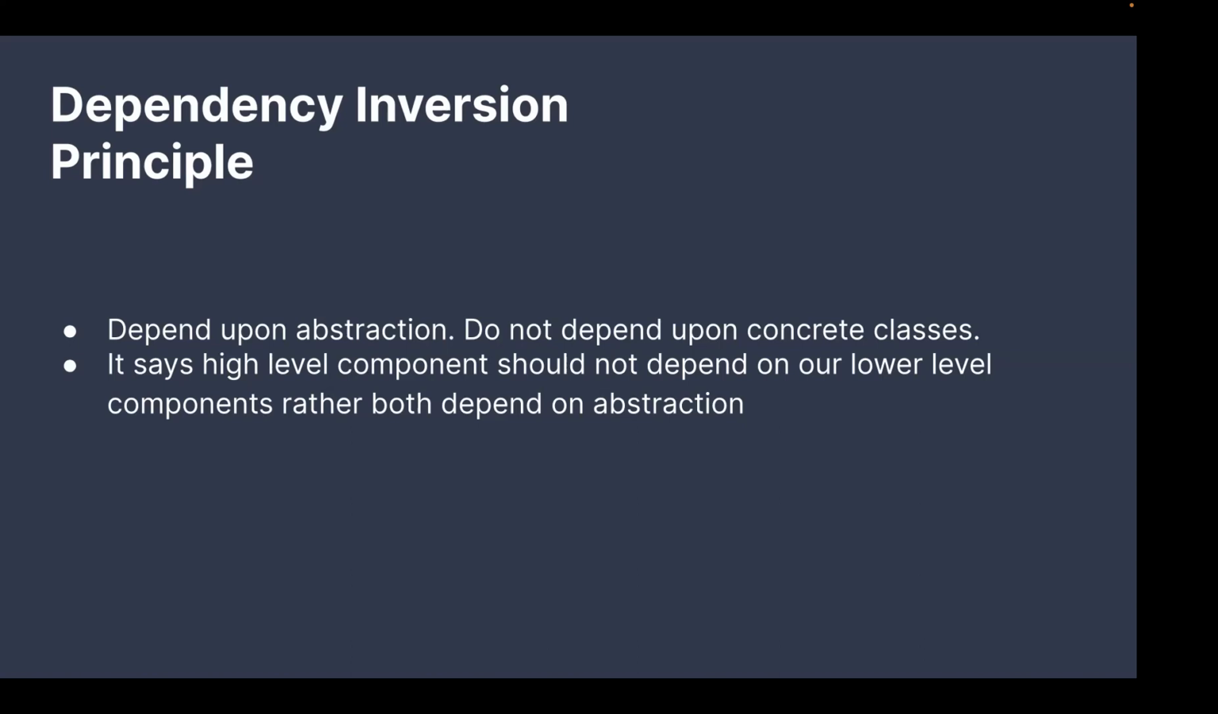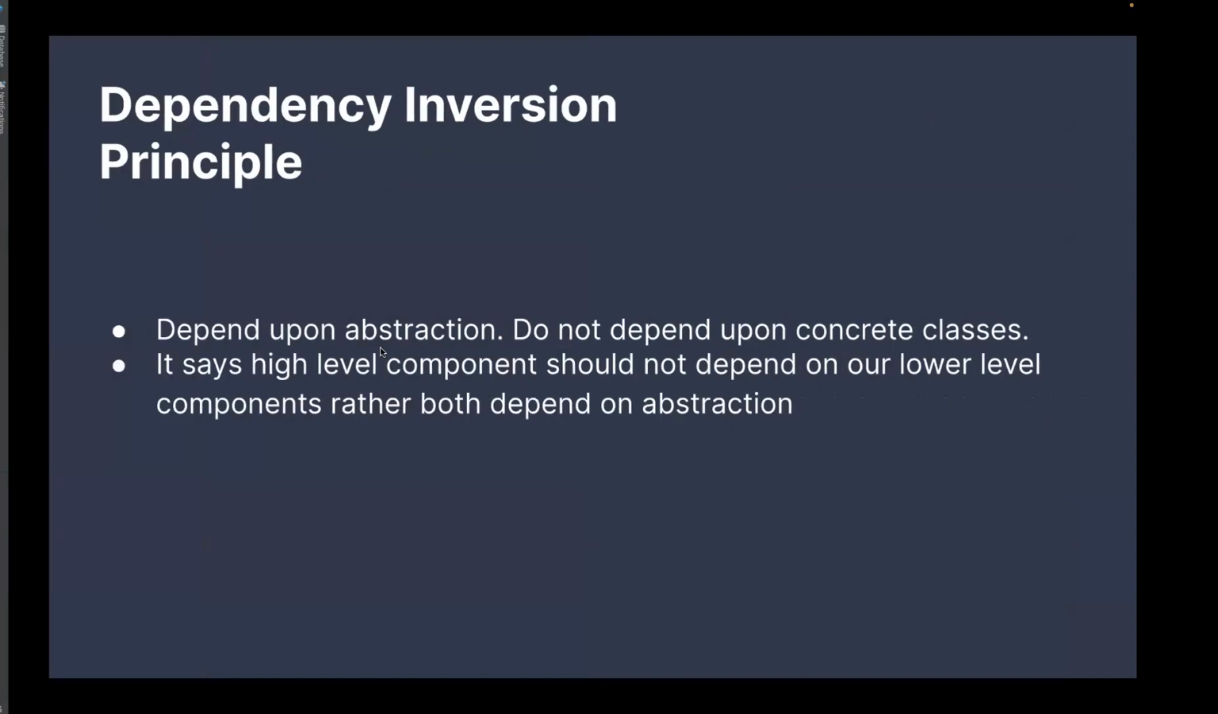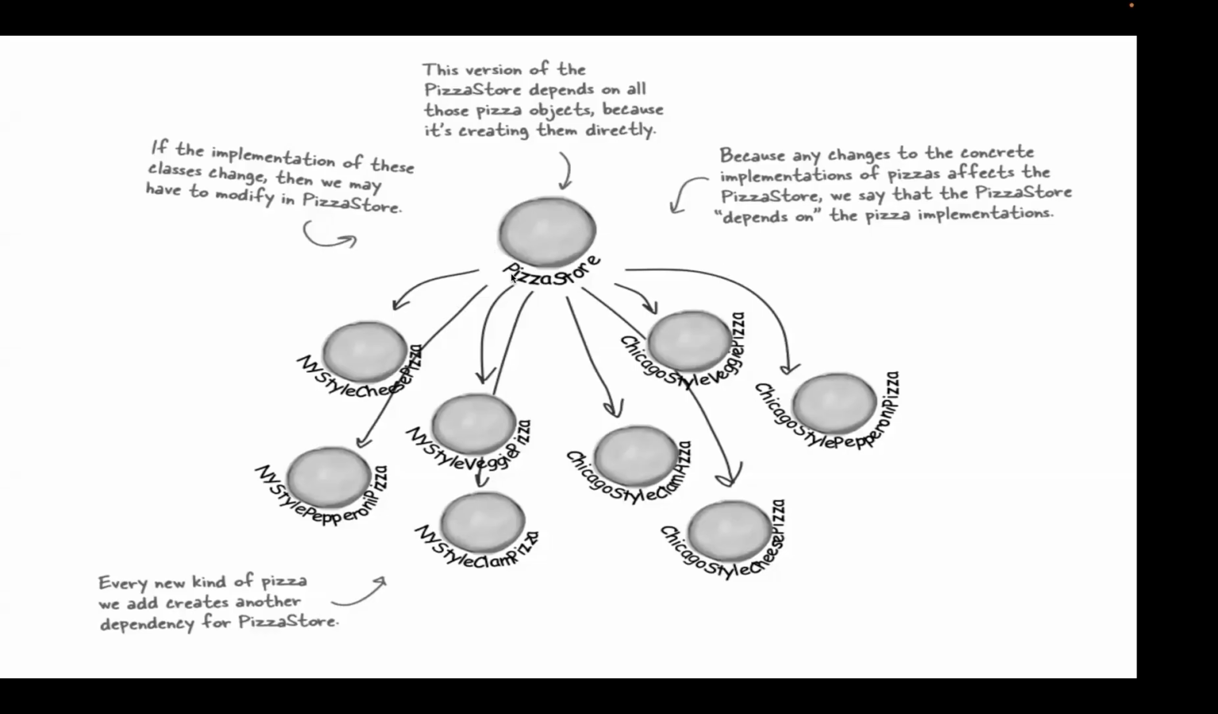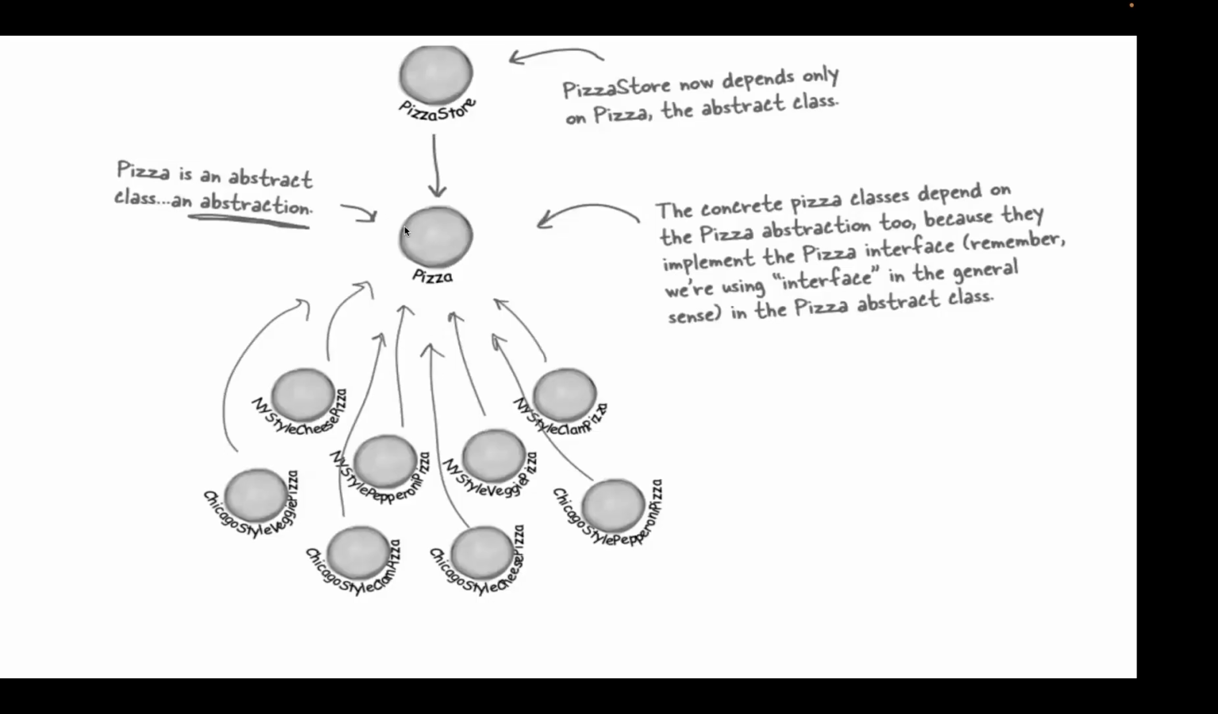Okay. So here, if we go back and see, we have a pizza store that is our high level component, and we have the pizzas that are the low level component. The high level component is the one which is performing some operations on the low level component, and the low level component is our pizza. Next, we take out the abstraction, that is our pizza, and now our pizza store depends upon the abstraction, pizza, and different types of pizzas also depend upon the abstraction.